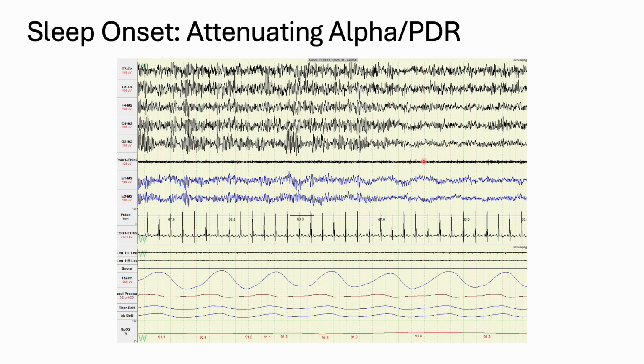But the chin tone is relatively low. The respirations are normal. We've got slow rolling eye movements. So right in here is N1. There's a little bit, looks kind of like a vertex sharp wave. Maybe. It's probably not short enough, but it's getting close.